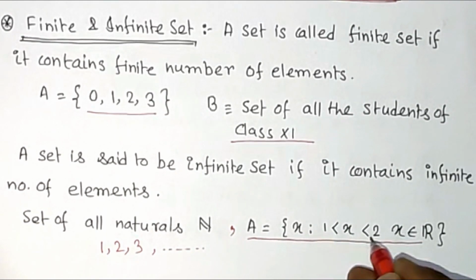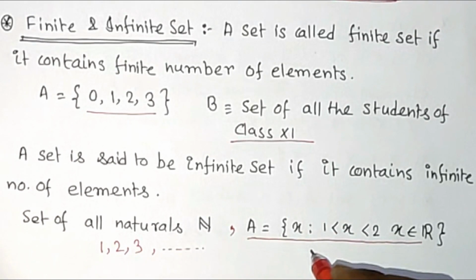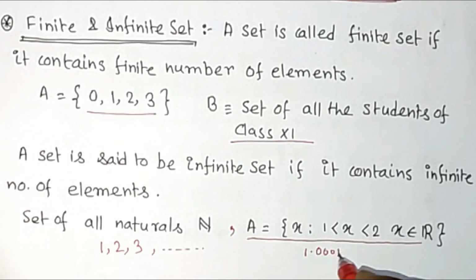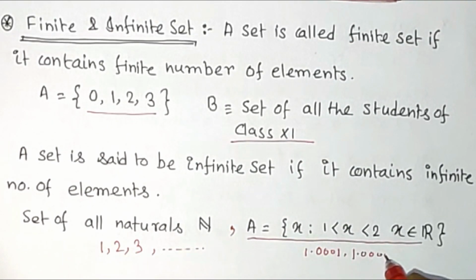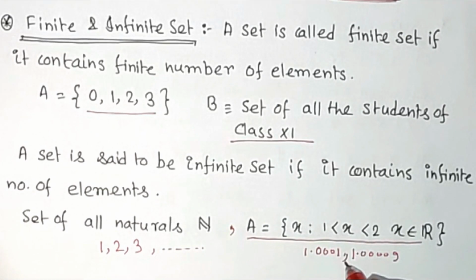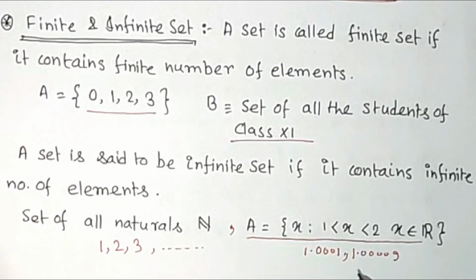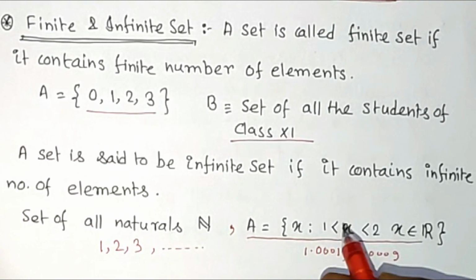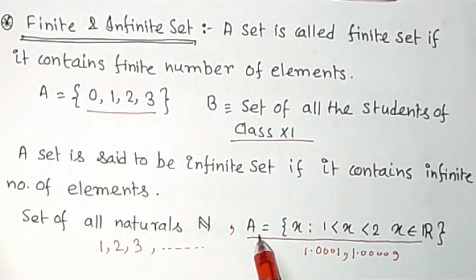In between 1 and 2 there exist infinitely many real numbers. For example, we can write 1.0001, or you may write 1.00009. So we can't end these numbers. So the number of reals in between 1 and 2 is infinite, and hence the set A is also an infinite set.